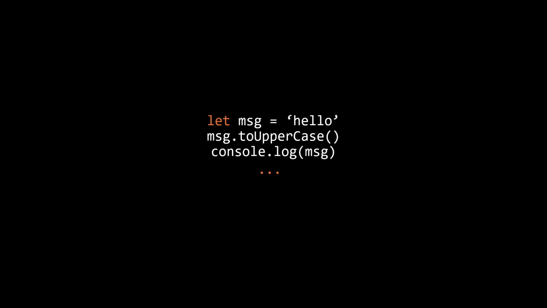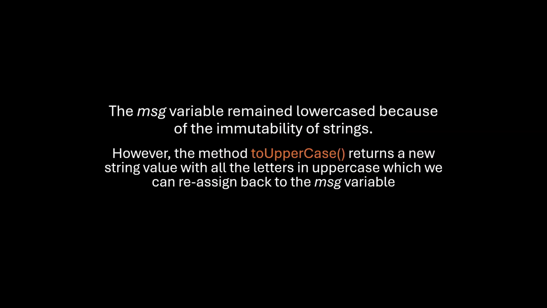What will the value of message be? Lowercase hello. But why? The message variable remained lowercase because of the immutability of strings. The toUpperCase method does not change the value of message. Instead, it returns another string that we can reassign back to the message variable.